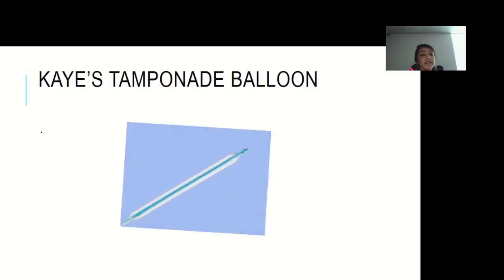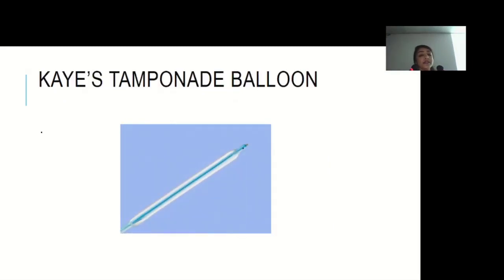The second one is the Sky tamponade balloon. This tube has two parts: one part is the balloon and the other part is the central drainage system. This tamponade balloon is used when we proceed for PCNL and there is hematuria, to arrest that post-PCNL bleeding. The balloon gives a tamponade effect while the central portion gives drainage to urine.